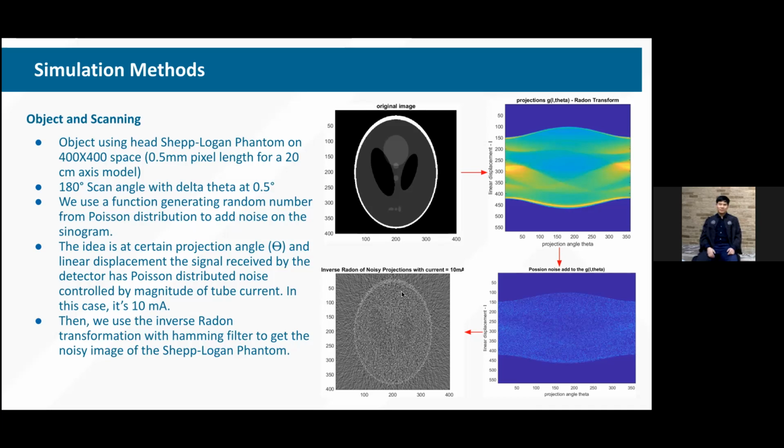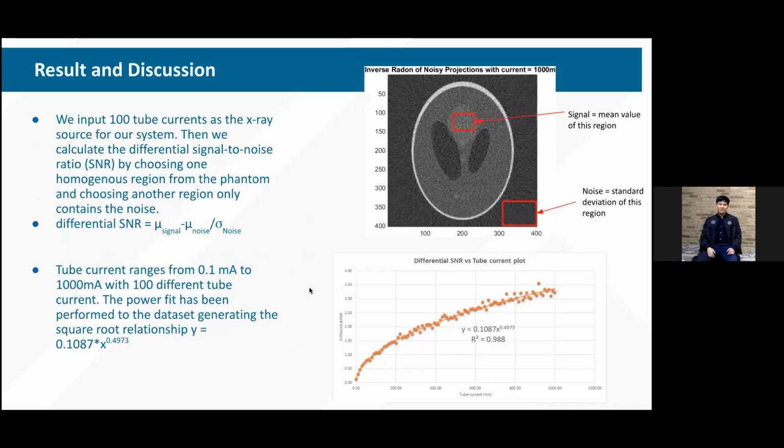Then we use the inverse Radon transformation with a Hamming filter. So we can still see the edge here, and also we can see some pattern inside the Shepp-Logan phantom, but it's really noisy. So in order to prove our concept, we input 100 different tube currents as a source for our systems.